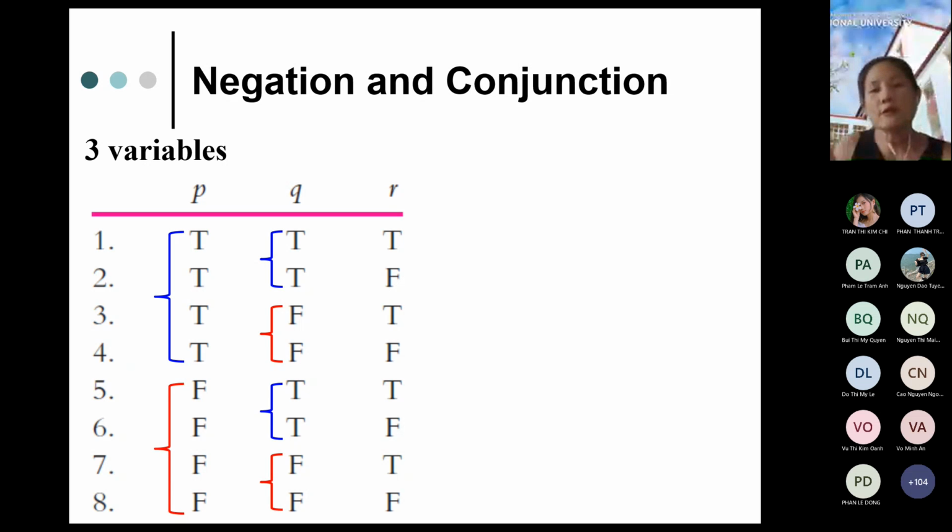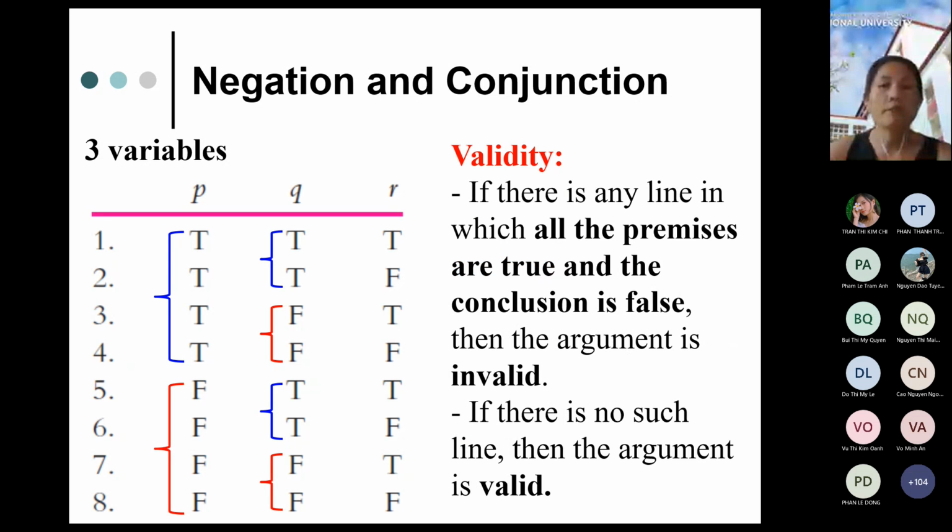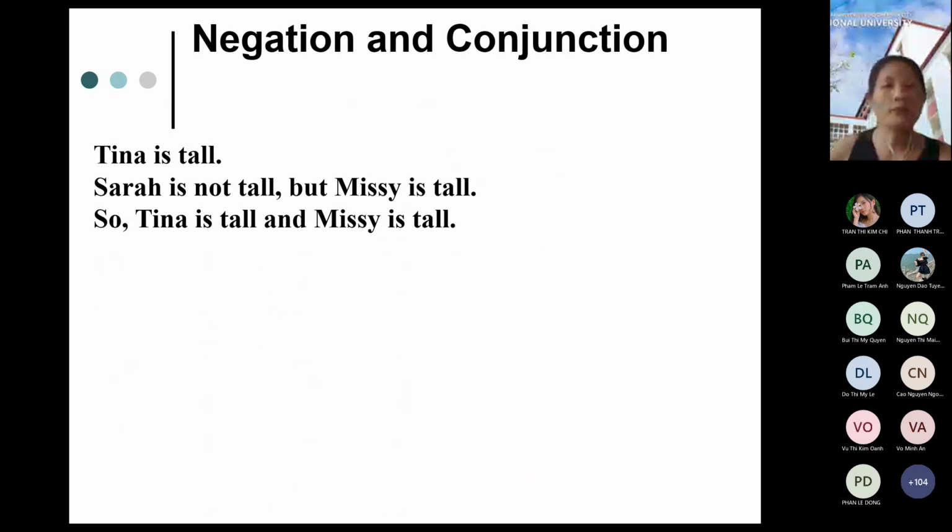And then additional columns that we need will depend on the statements that we symbolize in the argument. Okay, and then the validity rules will be the same. All right, we need to look at all of the columns of premises and find all the rows that have premises true, but if the conclusion is false, then it is invalid. If we could not find those rows, then the argument is valid. Okay, be careful.